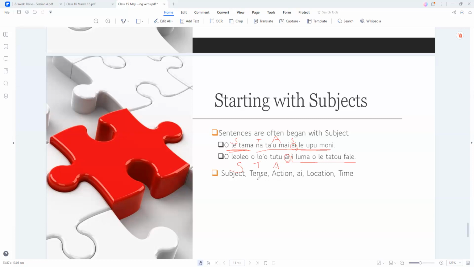Okay. So anyone have any questions on that? Again, this is stuff that we know already. The only thing is we're just rearranging our phrases. And because we're starting with the subject, there is a tendency to put the I right there as a placeholder in the Samoan language for our subject. Subject, tense, action, I, and then location and time if it's there. Okay. Let's go.